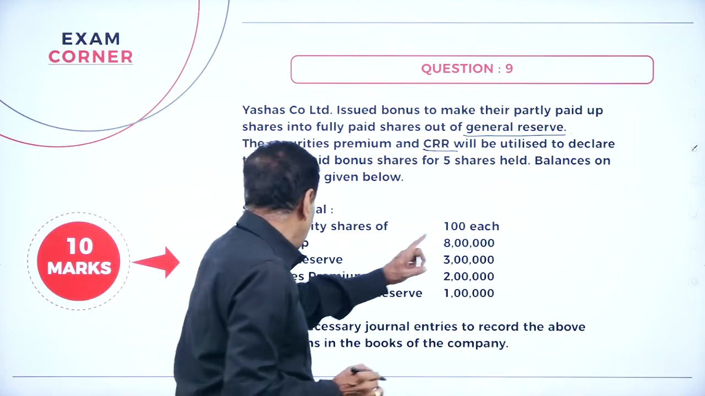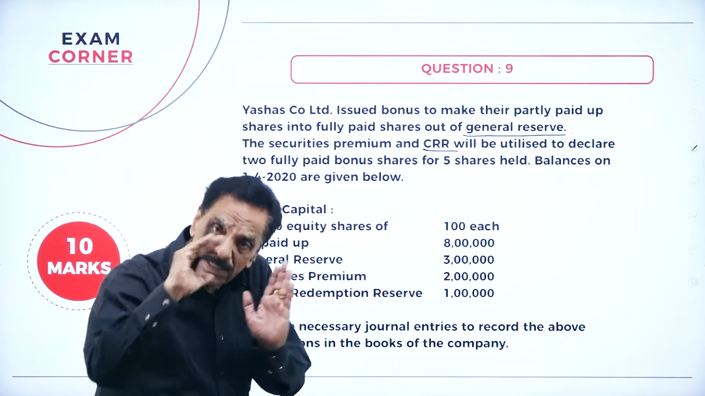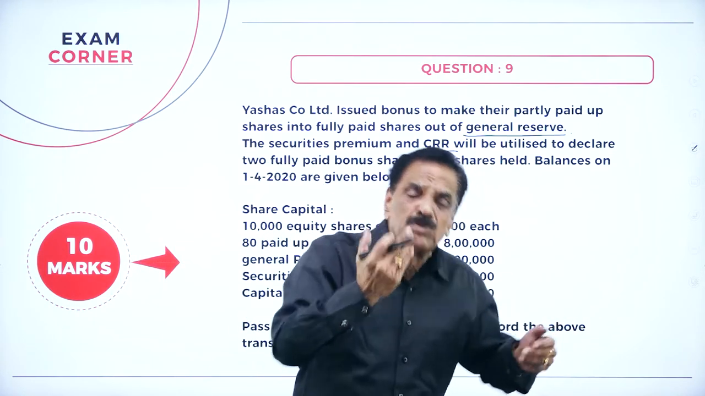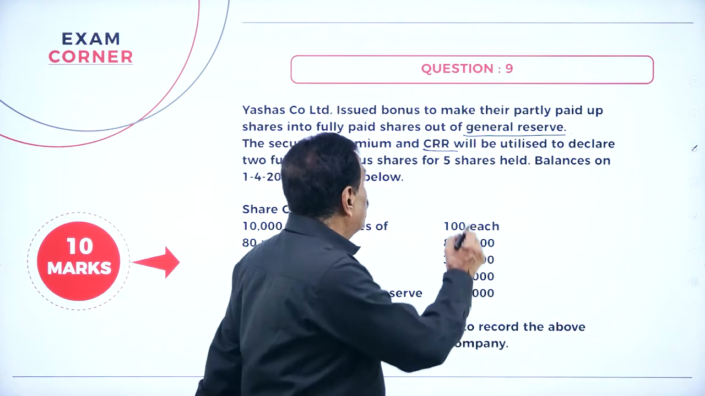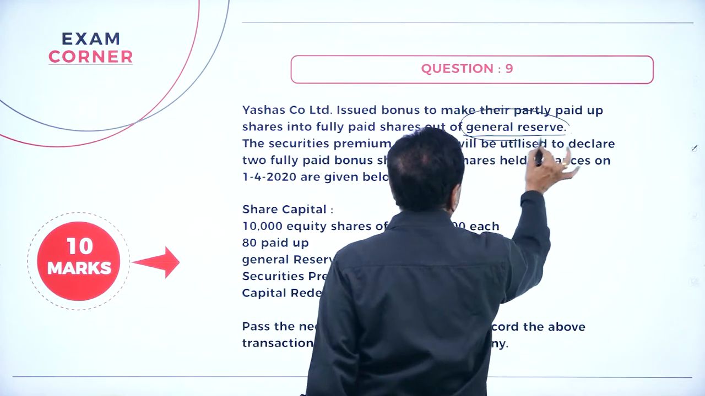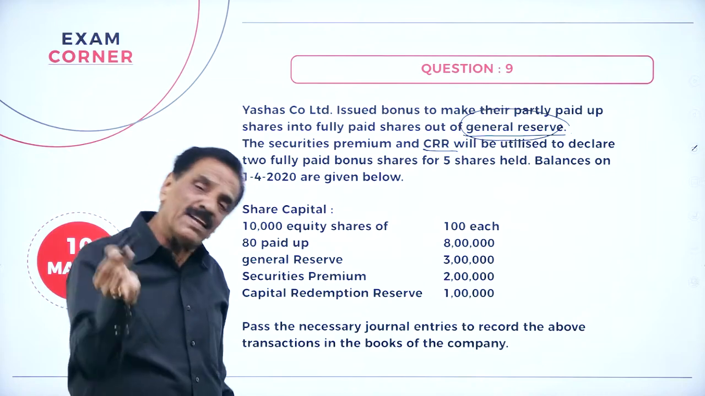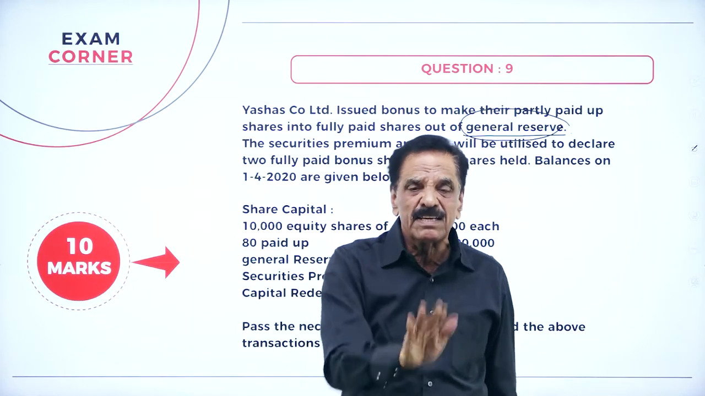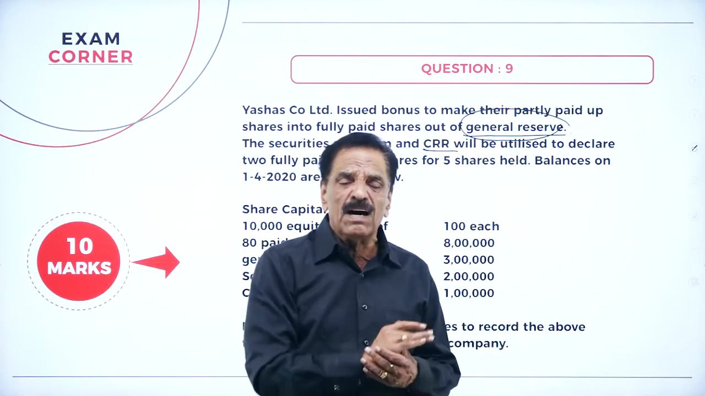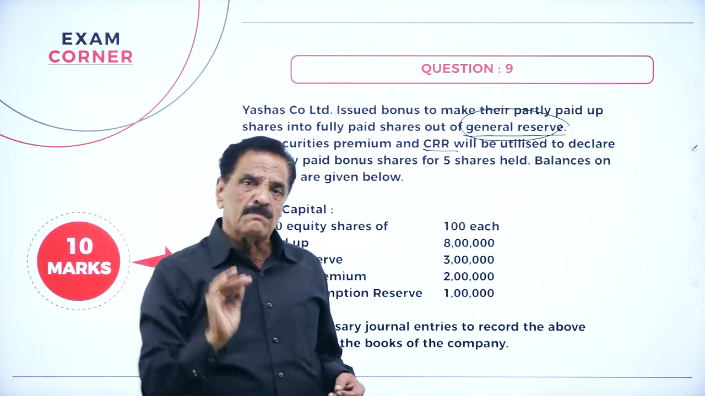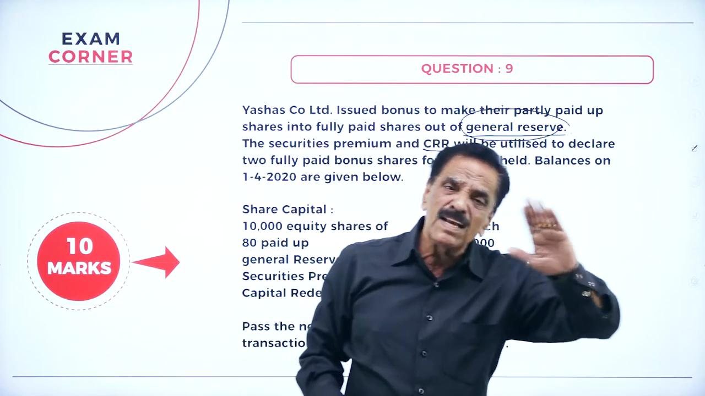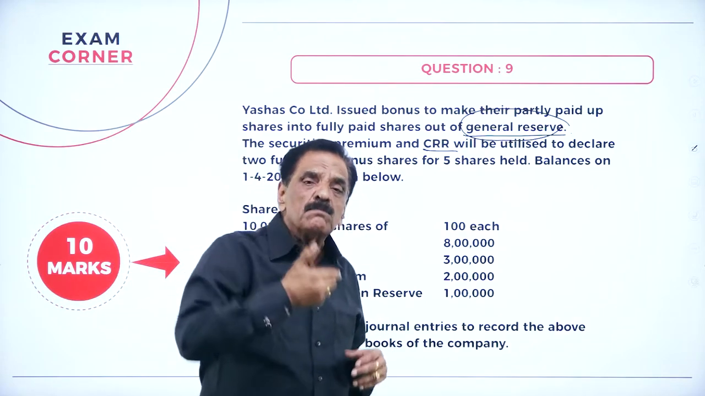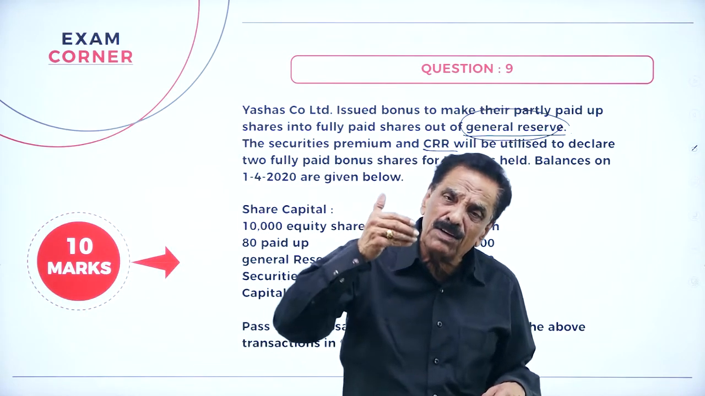10,000 equity shares of 100 each, 80 paid up. Here, partly paid shares will be made fully paid by issuing a bonus to them. The 20 rupees is a bonus. With the help of what? General reserve. In the exam, they will mention either the general reserve or the profit and loss account. General reserve account debit to bonus to shareholder account. Make the final call: share final call account debit to share capital account. Give the final call as a bonus: bonus to shareholder account debit to share final call account.